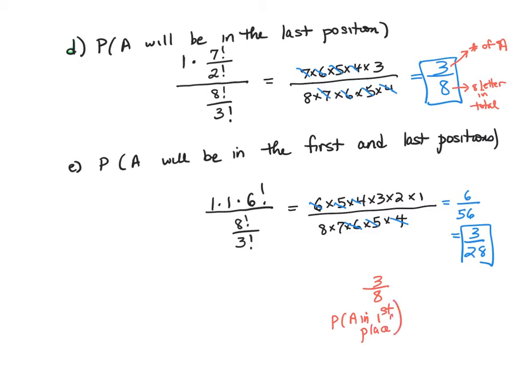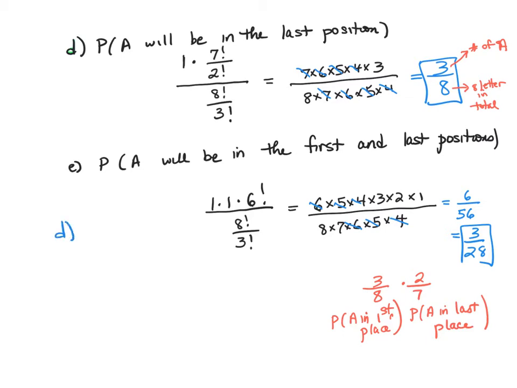And the probability that the A is in the last place would be 2 out of 7. I want to go back to problem D and show you another way to do that, the more conventional way, and it might be easier for you. So let's revisit D.